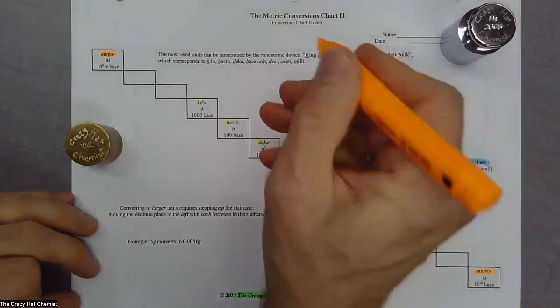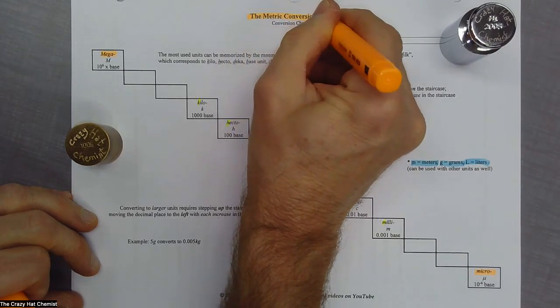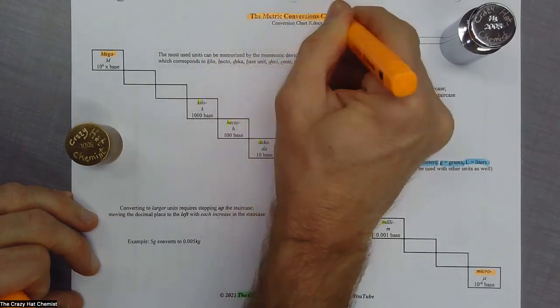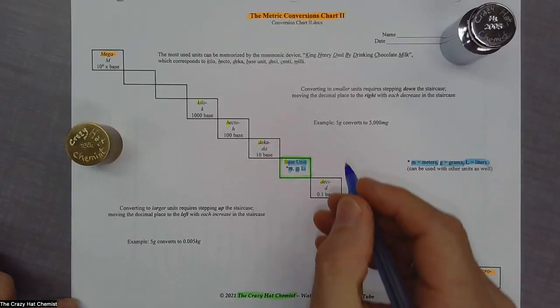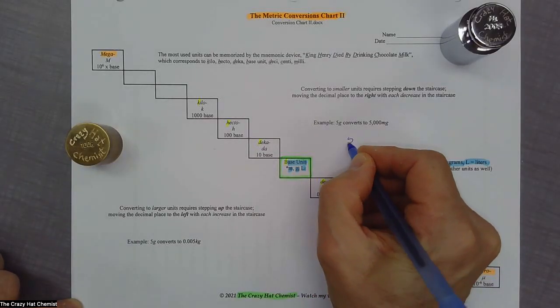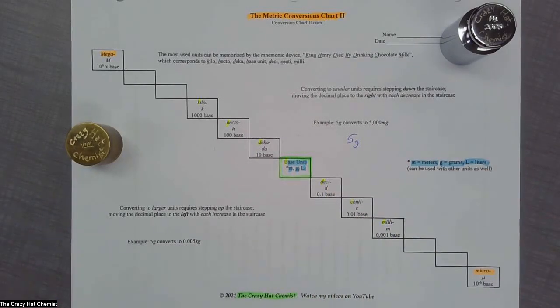So this is a metric conversions chart. This is chart number 2. I think chart number 1 was thrown away. All right, so here we go. I'm going to give you 2 examples here. So example number one, I'm going to take 5 grams, and I am going to convert those grams into milligrams.